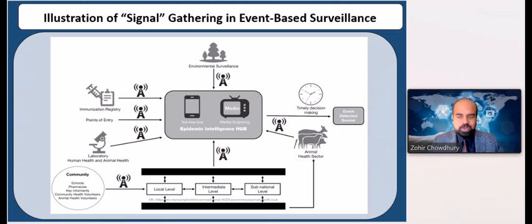Here is an illustration of a hypothetical scenario where a signal for an event of a cluster of cases due to a novel respiratory virus is detected through different sources. So here, we can see this EBS system. In this hypothetical scenario, the early warning can come through several sources.